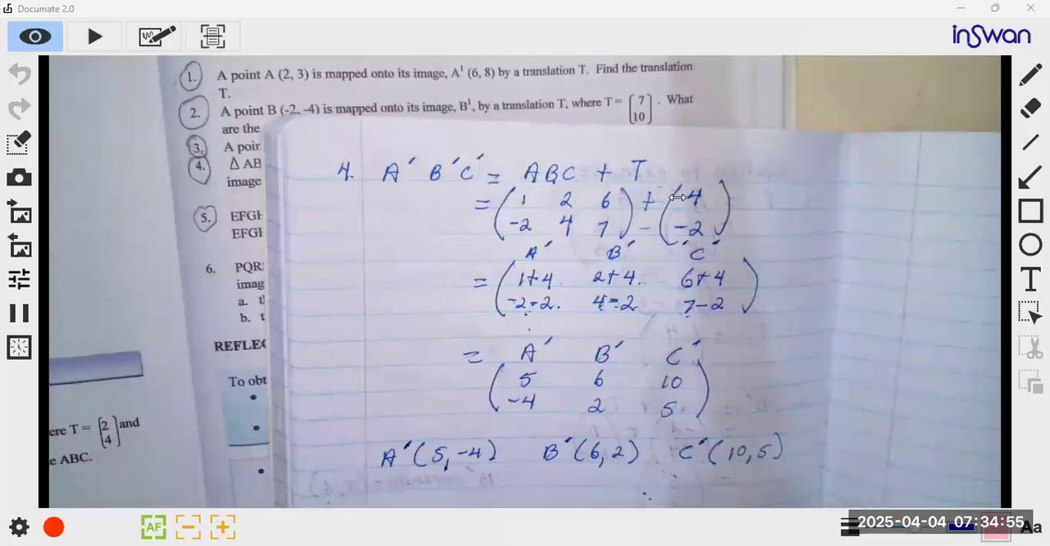So any questions concerning question 4? If you want to find your image, it will be the object plus the translation vector, and so you'll get your image.